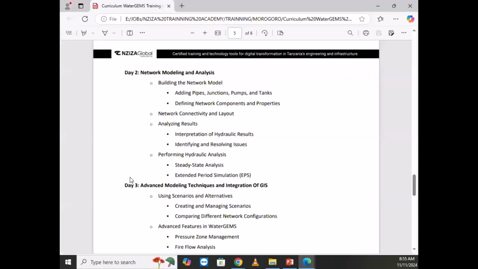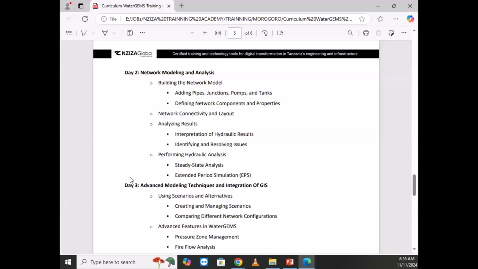After, we will see network connectivity and layout: how to connect all of those infrastructures together. Because if those infrastructures are not connected, your network is not well settled. Your network is not well defined. We'll see how to connect all of those infrastructures so that we create our network.